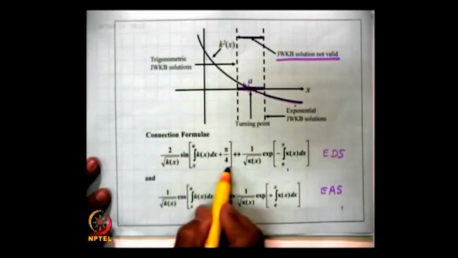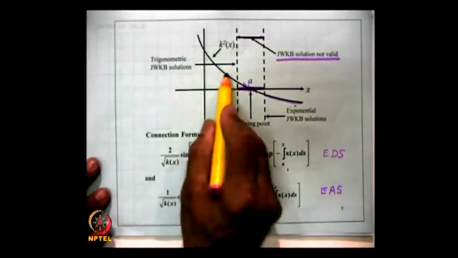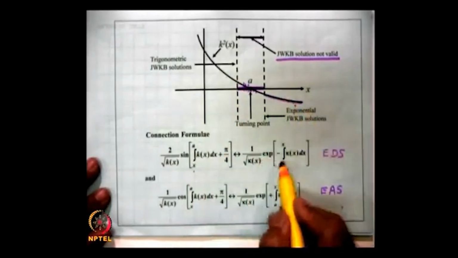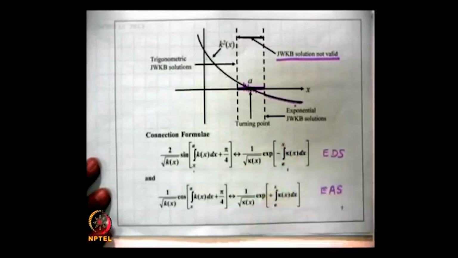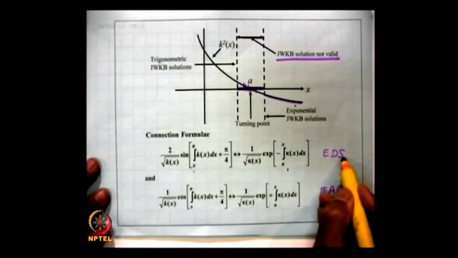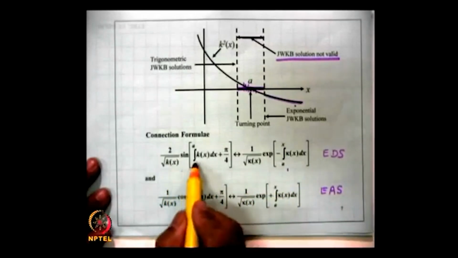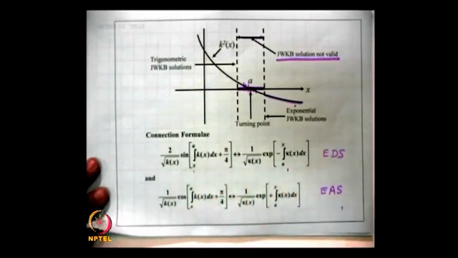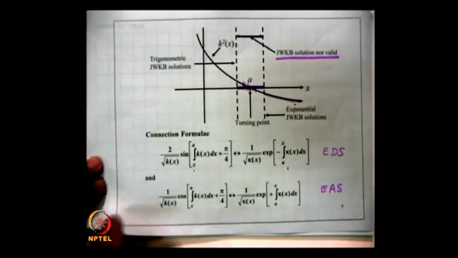And on the left are oscillatory solutions. So, you have on the left side x to a, because in this region x is less than a, and in this region x is greater than a. So, the limits are from a to x. So, this is the exponentially decaying solution. So, 2 by root k sine of x to a k of x dx plus pi by 4 goes over to an exponentially decaying solution, and cosine of this thing goes over to an exponentially amplifying solution.